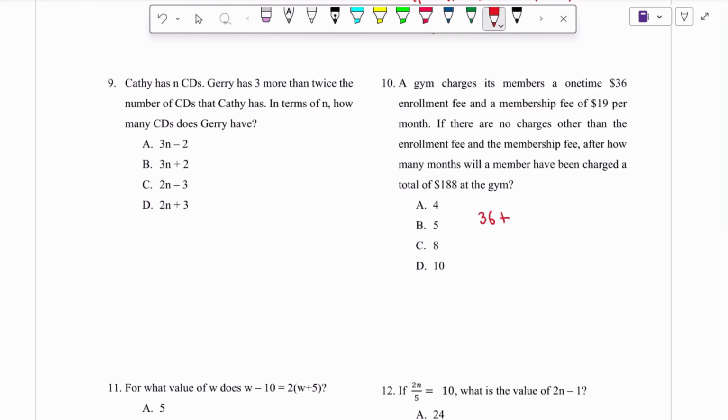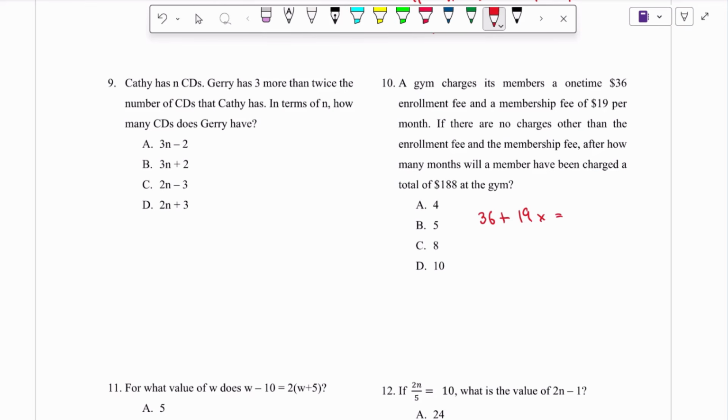And then they charge you $19 a month. So I'm going to put 19, I'm going to put X because I don't know for how many months. I got to keep on reading the problem. If there are no other charges than the enrollment fee and the membership fee, after how many months will a member have been charged a total of $188?